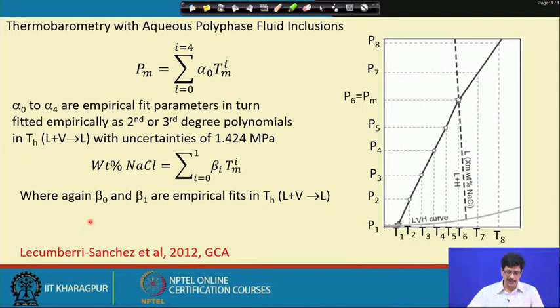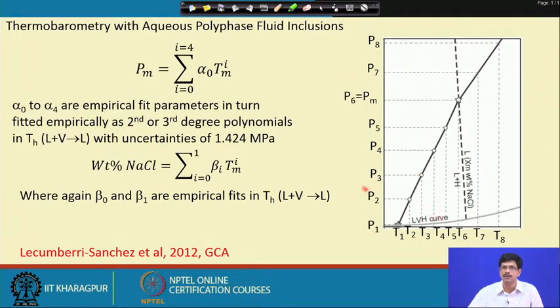There has been some recent work, as referenced here. There has been a formulation for the pressure at the dissolution, or melting, of halite, Pm, given by this expression, in which the coefficients alpha 0 to alpha 4 are empirical fit parameters. These have been fitted as second or third degree polynomials in Th, where the necessary condition is that the temperature of homogenization has to be L plus V to L, because this corresponds to a situation where there is a liquid plus halite stability field.